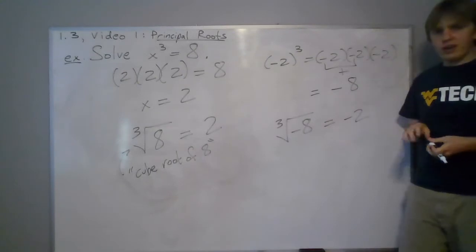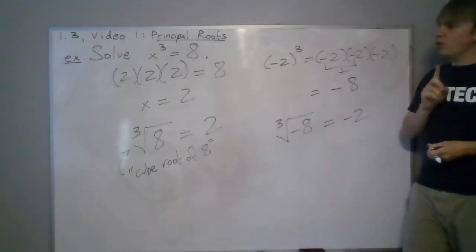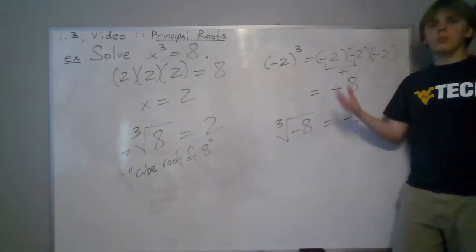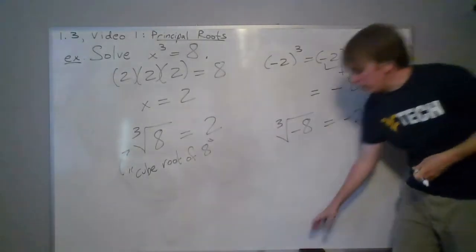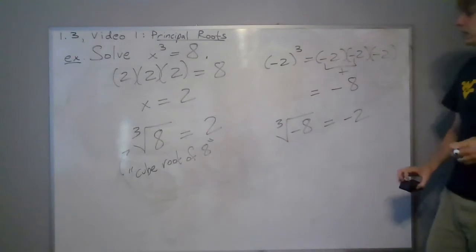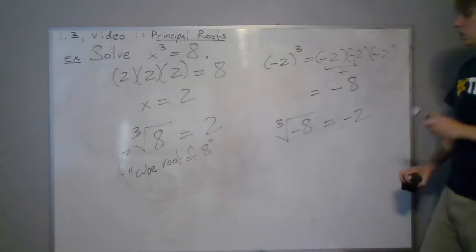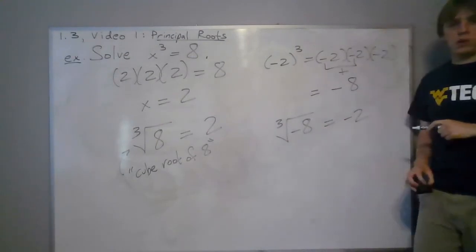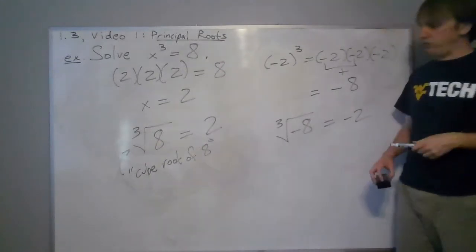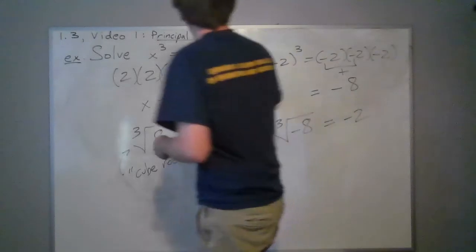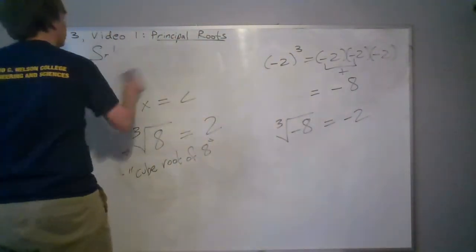Let's just take that for granted for one more second, and let's look at one more example, and then we'll try and pull everything together and come up with an overall theme. The other example I want to look at is, if we can take a cube root of a negative number, what happens if we take an even root, like a square root of a negative number? So let's try one of those real quick.